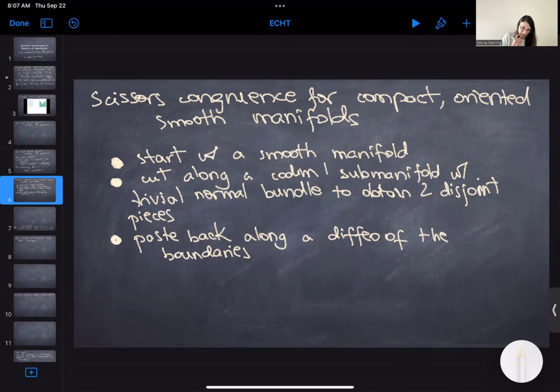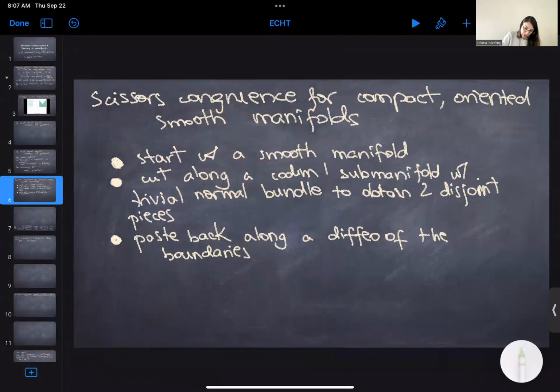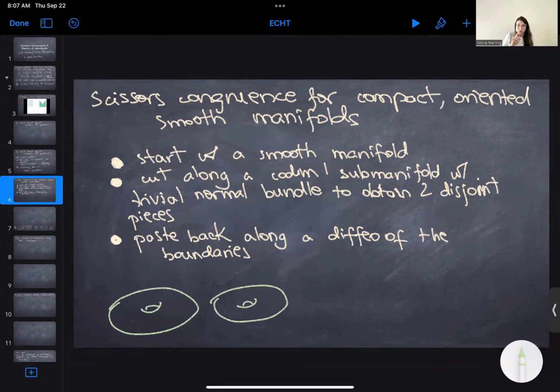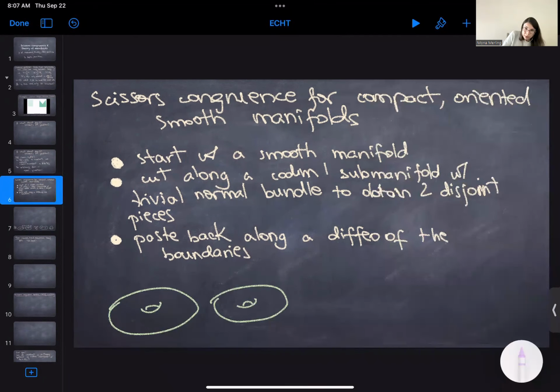So the recipe for the cut and paste operation is, let me just draw this in an example. First, start with a smooth manifold. Let's maybe start with a pair of two tori. Then we're going to cut along a codimension 1 submanifold with trivial normal bundle. So let me pick here. I'm going to make these cuts, and I'm going to cut out 2 disks out of these tori.